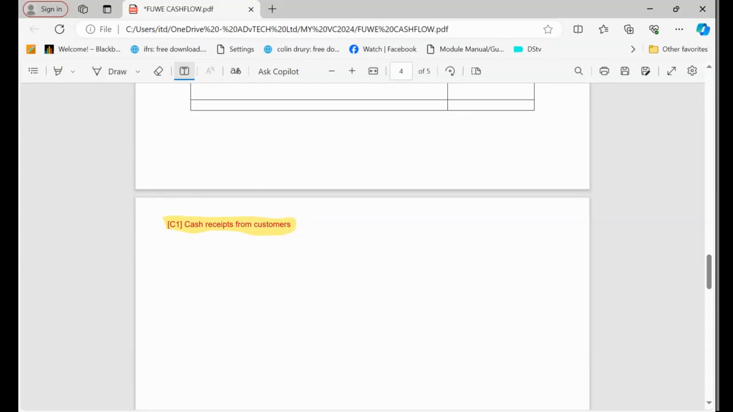For us to be able to understand this section, obviously cash is received from customers. Customers are the same as our debtors. You know debtors? Debtors are people who owe us. Now, firstly, we need to go and find our debtors first.